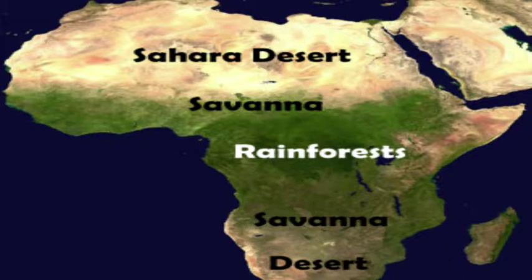Then, at the northern tip of Africa is the Mediterranean zone. There, summers are warm and dry, and winters are rainy and cold. Got it. Moving on to natural resources.